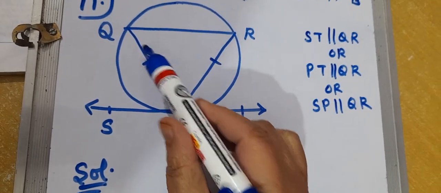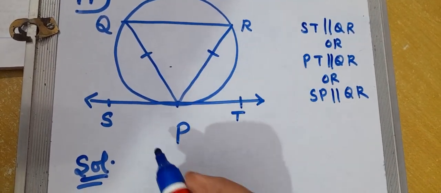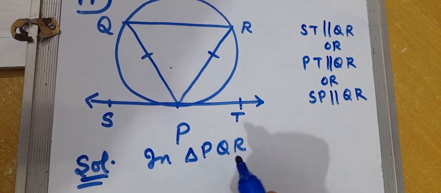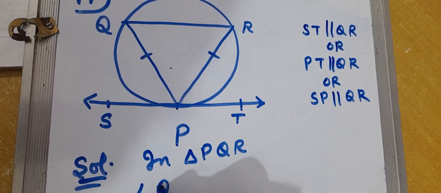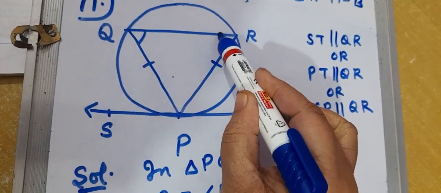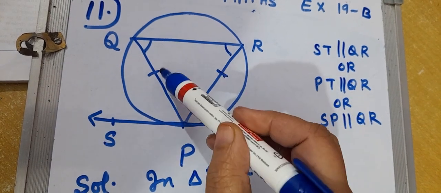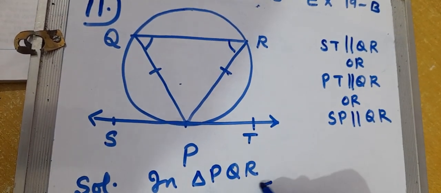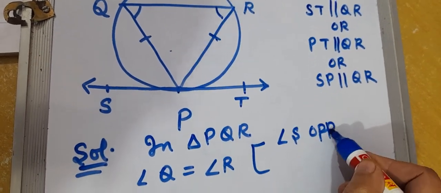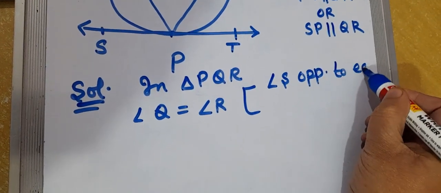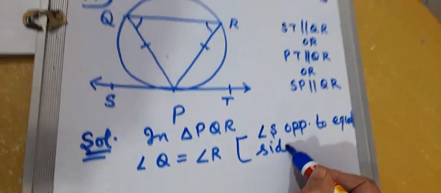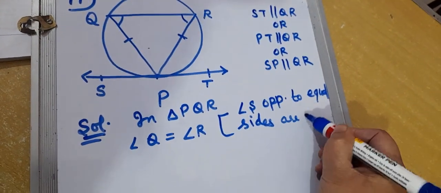First of all, we are given QP is equal to PR. So in triangle PQR, angle Q is equal to angle R. Angle Q will be equal to angle R because angles opposite to equal sides are equal in a triangle.